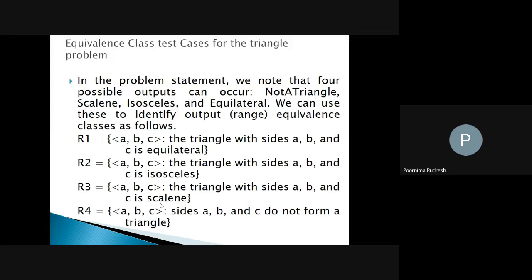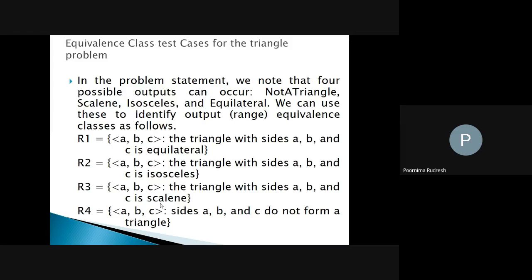In the next class, you are going to study the equivalence class test cases for three different problems: the triangle problem, the next date function problem, and also the commission problem. For all these three problems, we are going to construct the test cases using equivalence class testing. Understood? Any doubt in this?